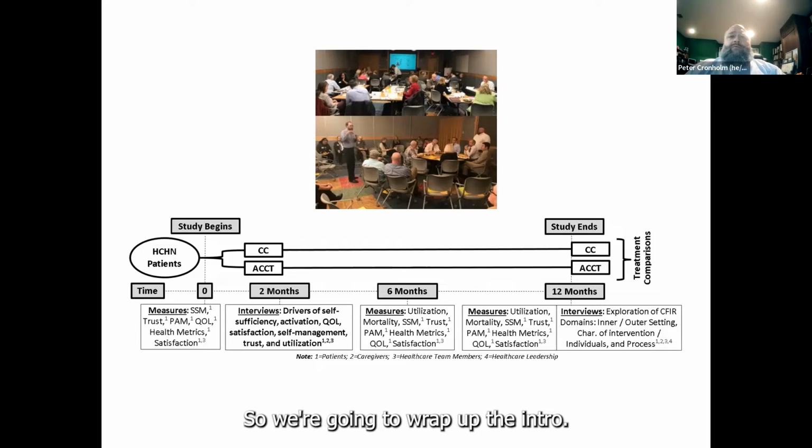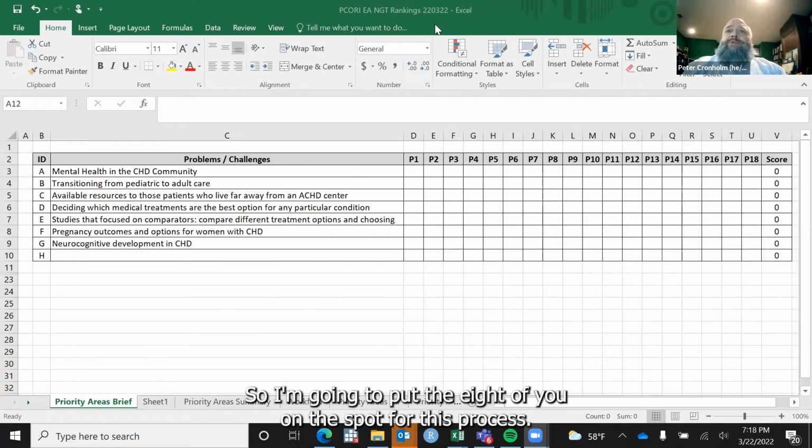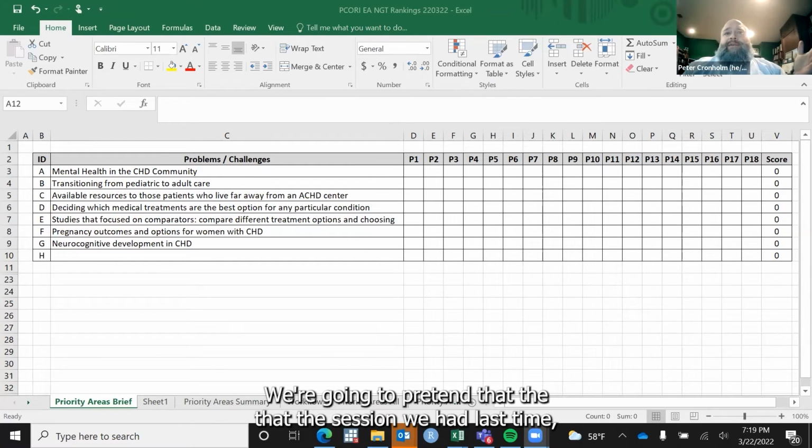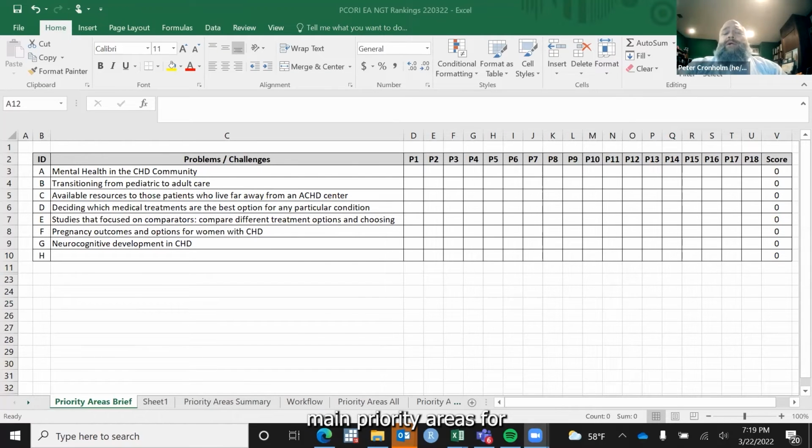So we're going to wrap up the intro. So I'm going to put the 8 of you on the spot for this process. We're going to sort of pretend that the session we had last time, which generated a lot of ideas about what were the main priority areas for the congenital heart disease community.